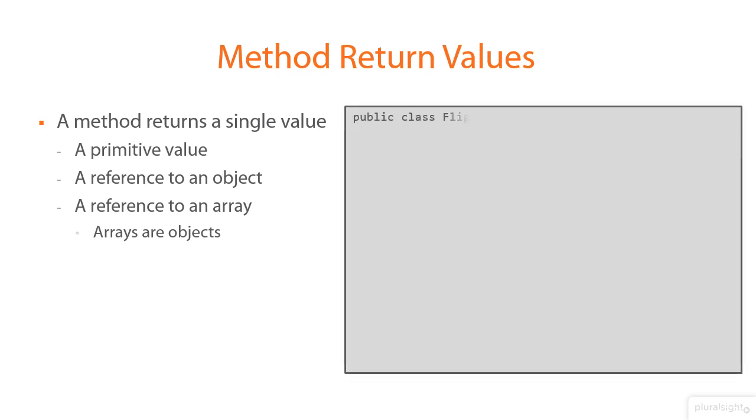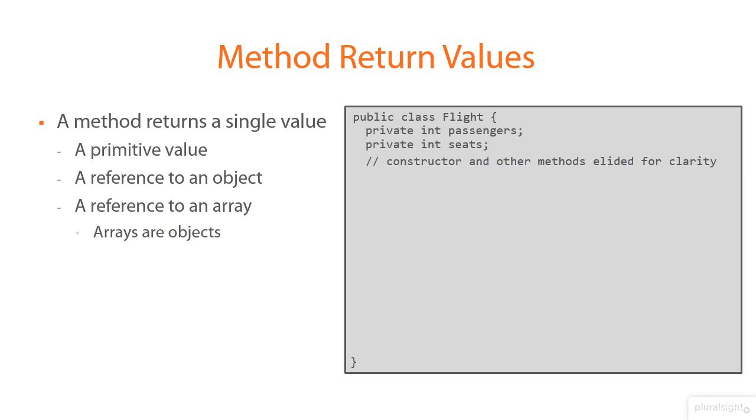So let's take a look at that Flight class we've been working with. Now remember that it has two fields in it, passengers and seats. For now, I'm not going to show the other methods we've seen already. I want to focus on some new methods we're going to add here. Let's say we have a method that checks whether there is room to combine the passengers from another flight with the passengers on this flight.